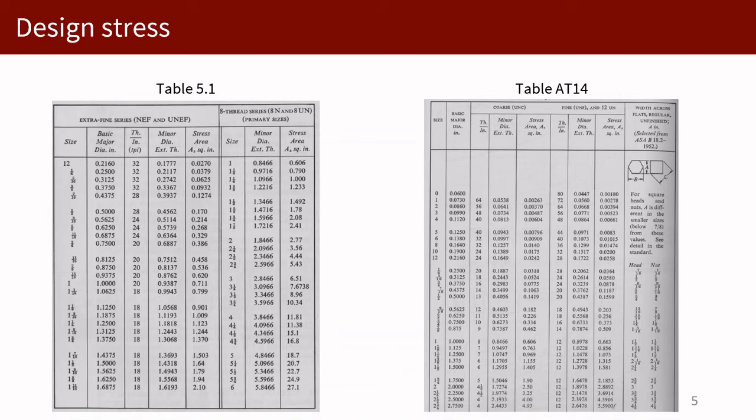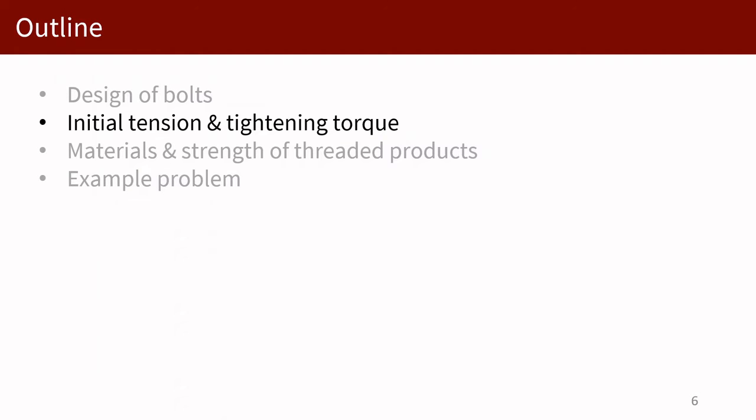Okay, and also the properties of the material we can locate in Table 8.7 and Table 8.8. Now let's go with the initial tension and tightening torque.